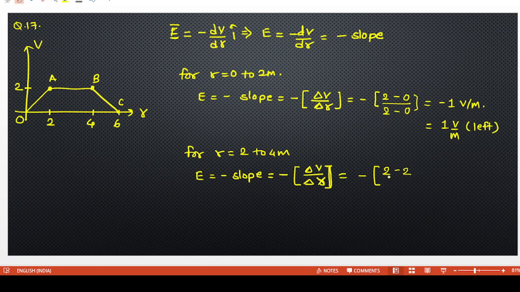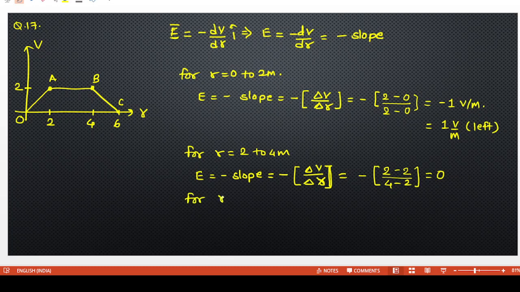Initially and finally y is same, or you can directly say it is a horizontal line, so its slope is going to be 0. Or you can waste your time like this: change in x, final x, initial x. What is final x, initial x? 4 minus 2. So the answer is 0. So electric field is 0 in that region.